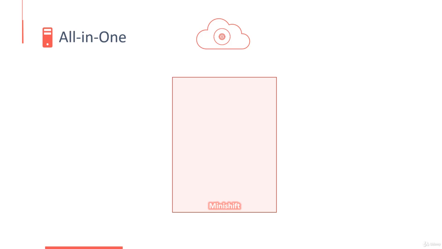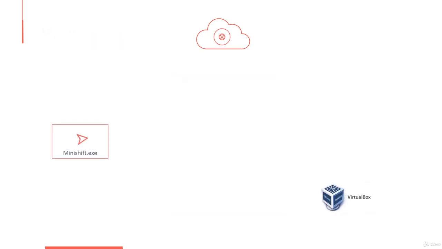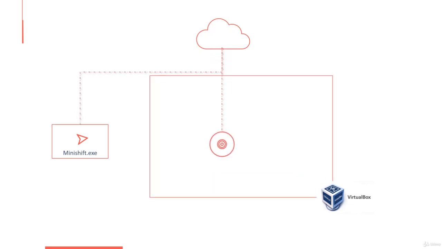Now, you don't have to download this image yourself. Minishift provides an executable command line utility that will automatically download the ISO and deploy it on a virtualization platform such as Oracle VirtualBox or VMware Fusion, so you must have a hypervisor installed on your system. VirtualBox works with Windows, Linux, or Mac environments, so we will be using that for demos.